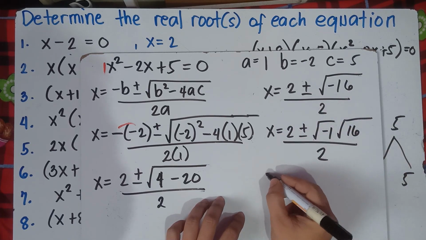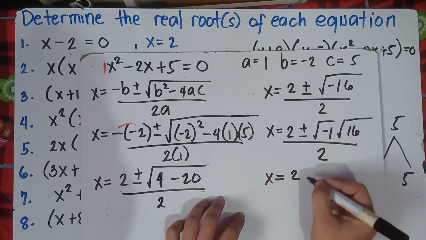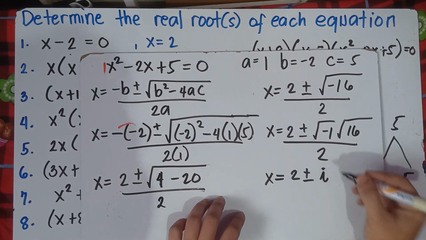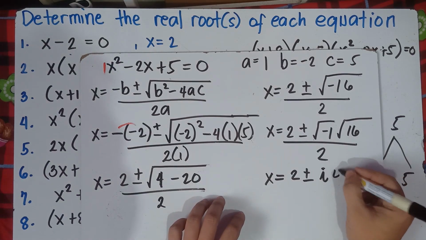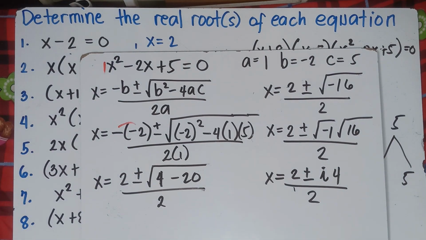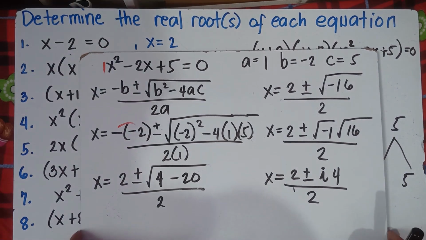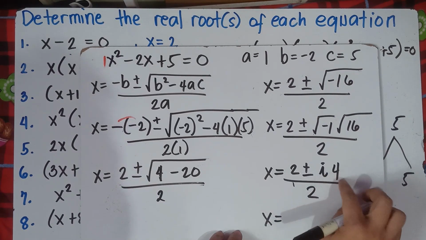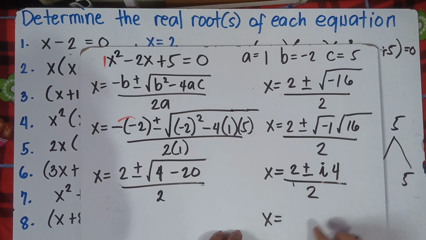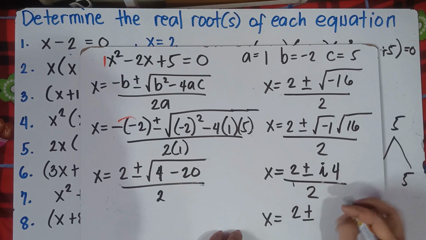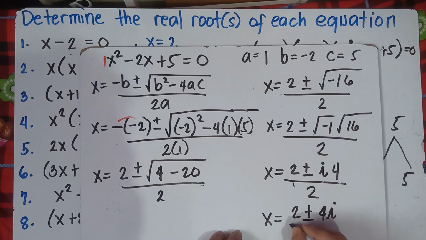Once again, the square root of negative 1 times the square root of 16 is the square root of negative 16, all over 2. So x equals 2 positive negative, the square root of negative 1, that is i, then the square root of 16, that is 4, all over 2. So this will be 4i, so i times 4 is 4i. So x equals 2 positive negative 4i all over 2.